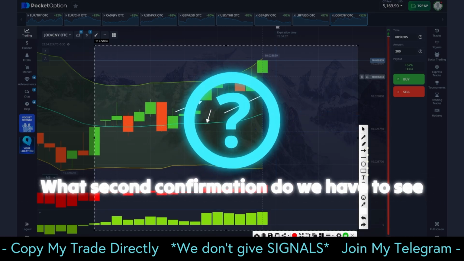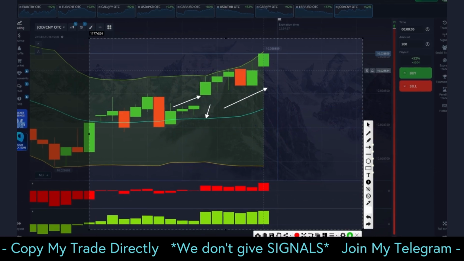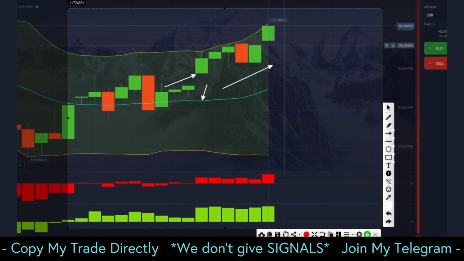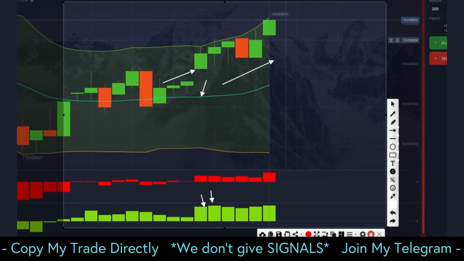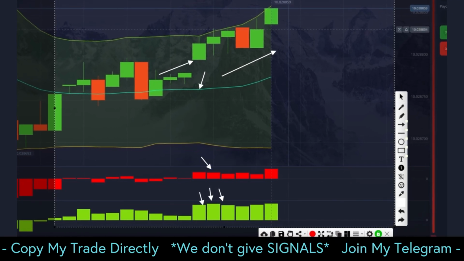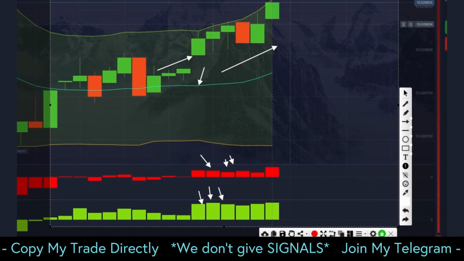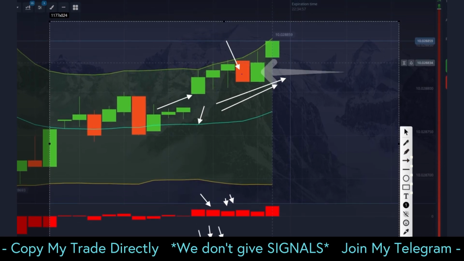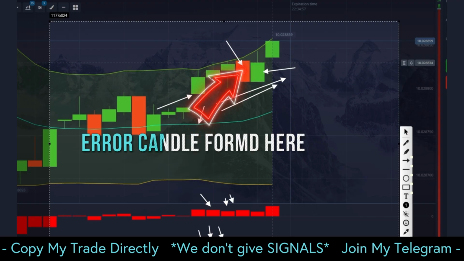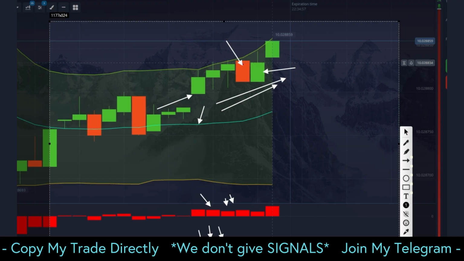What second confirmation do we have to see? If we are practicing for up, then the bull power bars here, that is, the green-colored bars, start becoming bigger, which you can see here. Their size is quite good, and if the red bars start forming small here, then you can continuously practice here. And if a red candle comes in between your practice, then you have to practice again for the green candle, because sometimes error candles are formed here, so for this, you will have to practice again on the next candle.